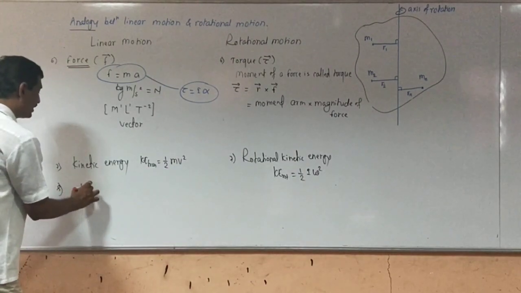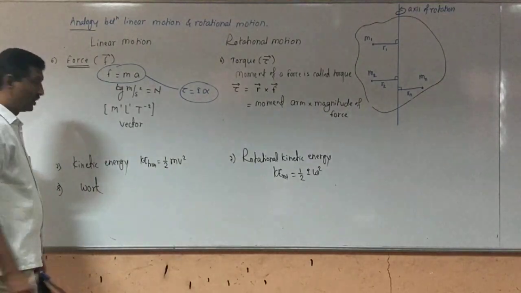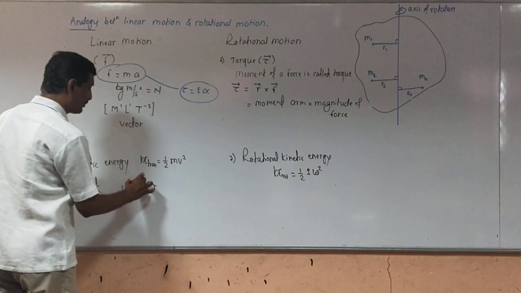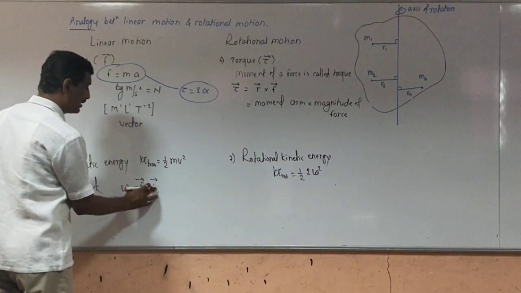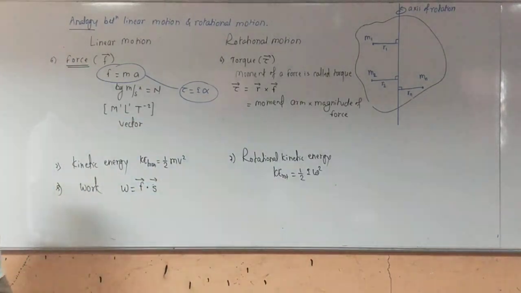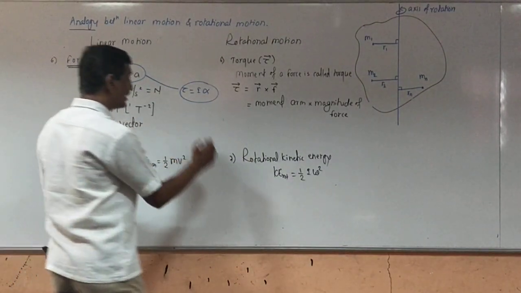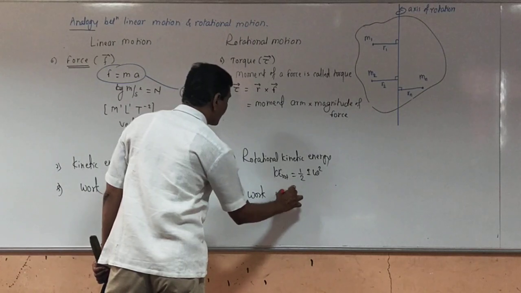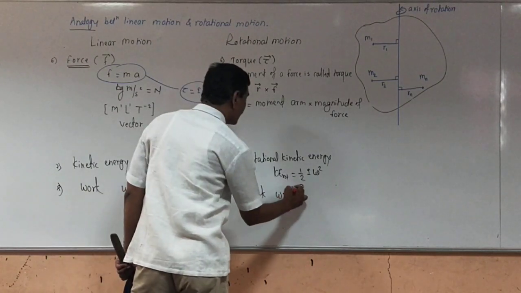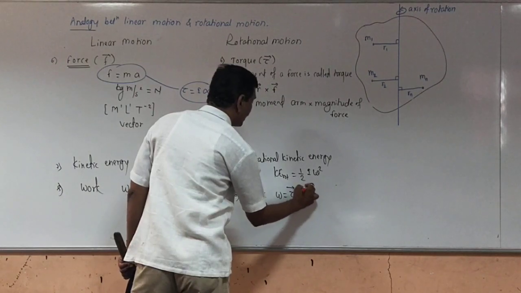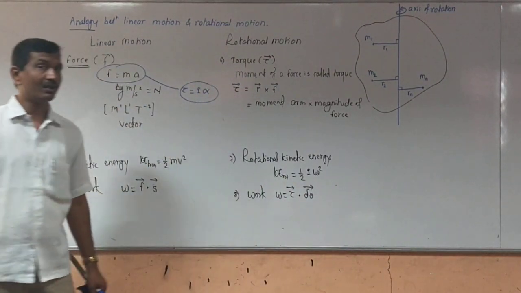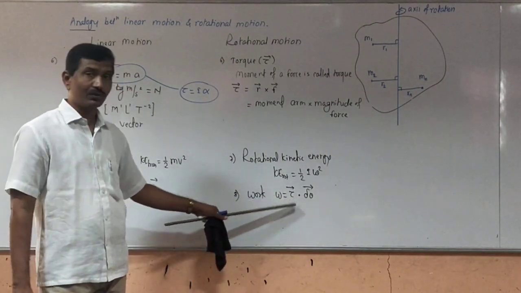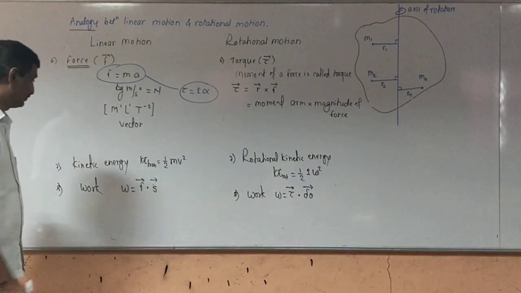Number 8, work in case of a linear motion. So we know that work done is the dot product of force and displacement. So by analogy, what is the work done in case of a rotational motion? By analogy, work done in case of a rotational motion is W is equal to tau bar dot delta theta bar, not theta bar, because we know that finite angular displacement is not a true vector. So therefore W is equal to tau bar dot delta theta bar.